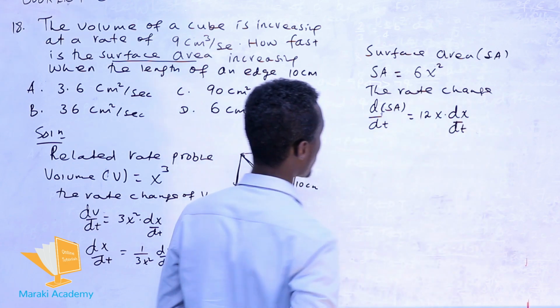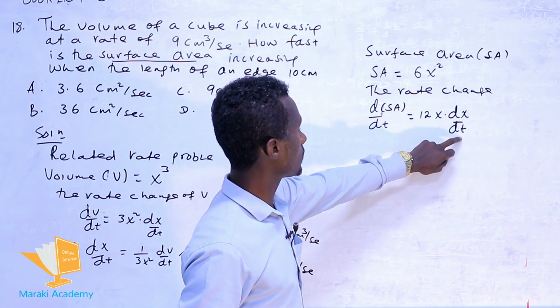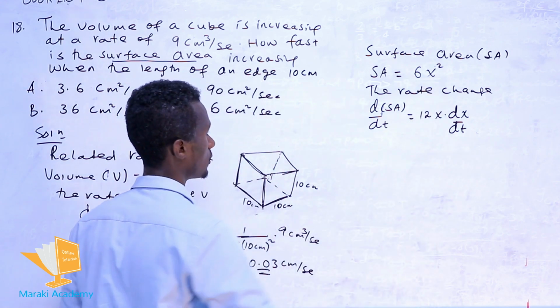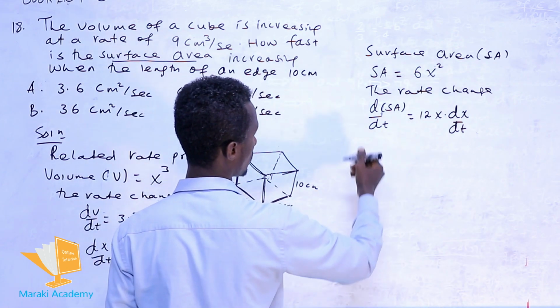Why did we write dx by dt here? Because x is also defined in terms of t, since this is the rate of change. The edge is defined in terms of t. So this is the way.